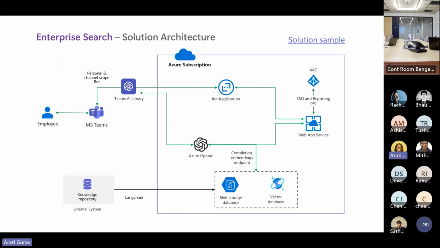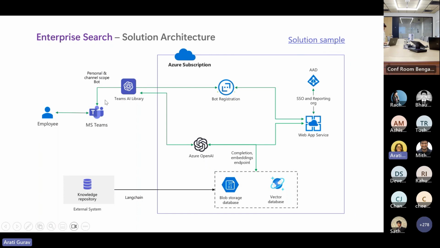Now let's quickly see what are the high level components that went into creating this sample. So the knowledge repository that you have may be from an external system. Once the admin uploads that knowledge base or article, the embedding endpoint from Azure OpenAI would be used to store those embeddings into the vector DB or Azure Cognitive Search.